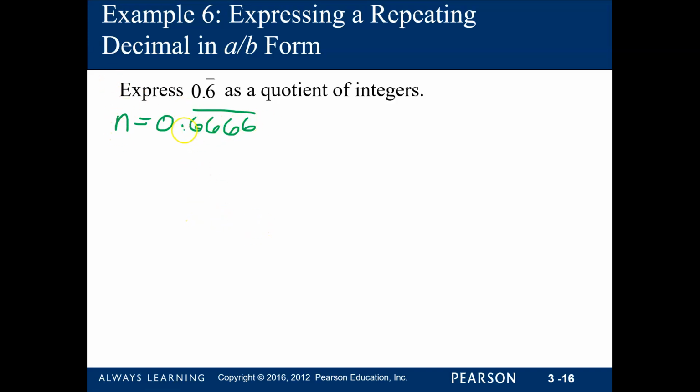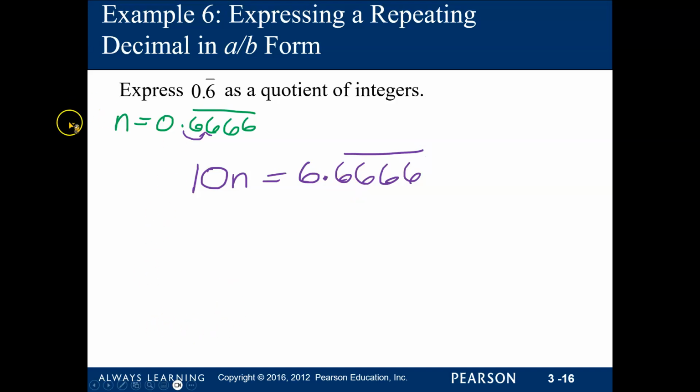Now, I would like to have a whole number. So if I multiply n by 10, this is now going to be 10n, correct? And if I multiply this by 10, what will happen? Well, this decimal point will just move one place to the right. So it's going to be 6.666, etc.